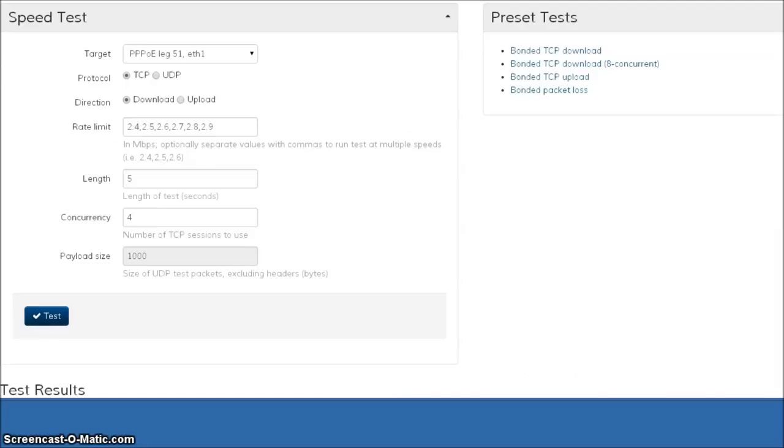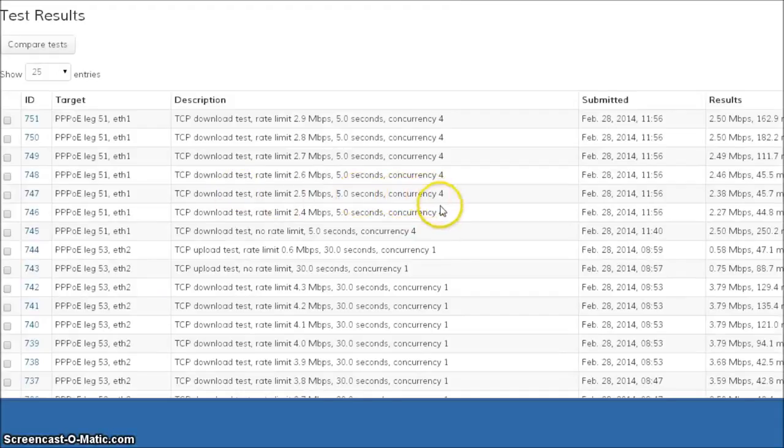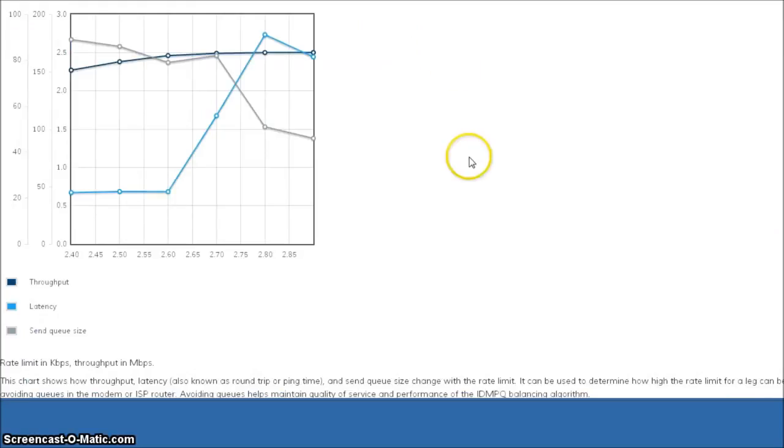So now that I have that initial result, I can go back into the speed tests, and as I was previously saying, I'm going to run some concurrent tests, you can see here, in small increments with different levels of rate limiting. And when I'm done, I'm going to end up with a whole bunch of results here. And what I can do with those results is select them all, and once they're selected I can hit compare tests. And what that's going to do is give me a nice graph here.